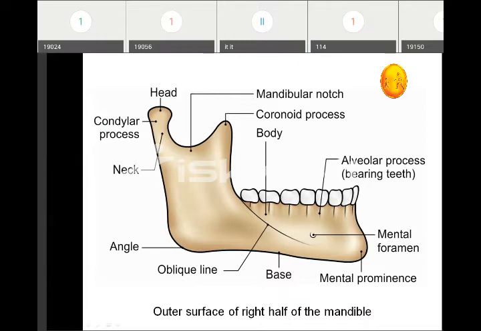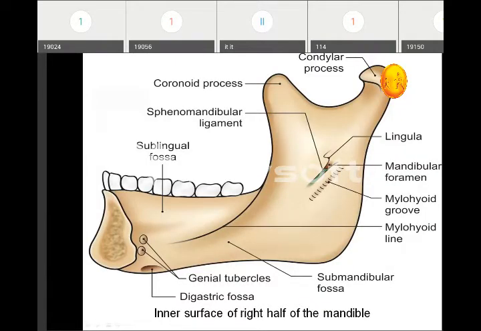The inferior border continues with the base of the mandible, and the point where the inferior border unites with the posterior border of the ramus is known as the angle of the mandible. Then there is a thin anterior border, which continues with the oblique line, and the thick posterior border. There are 2 processes, one is the coronoid process and the other is the condylar process. So that is about the external features of the mandible.